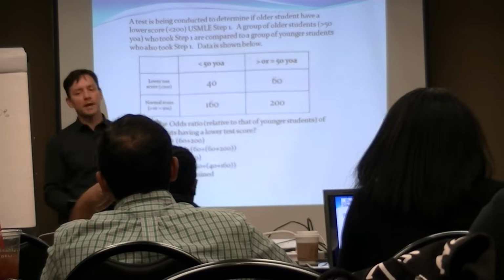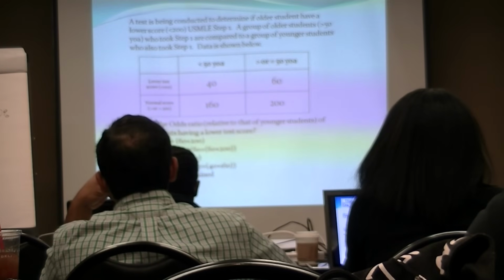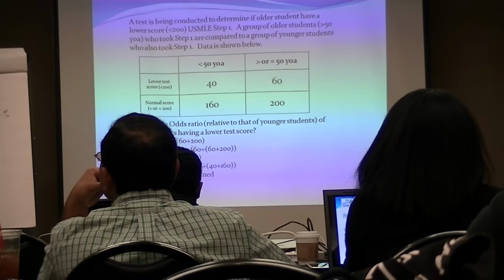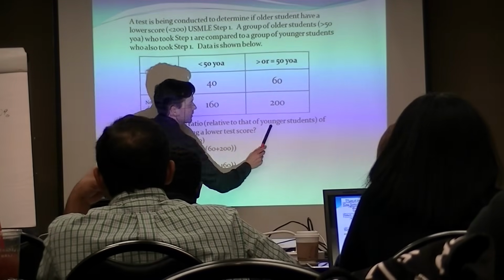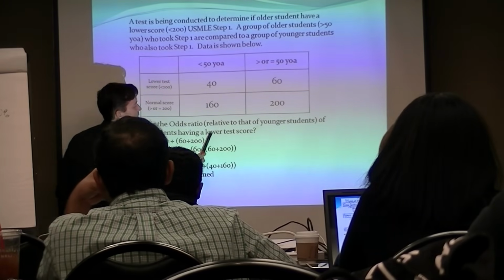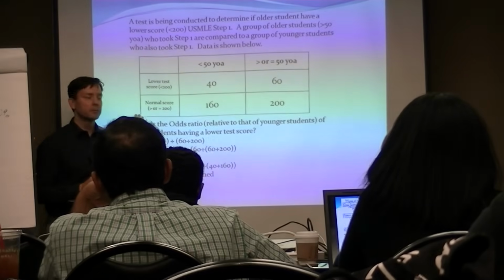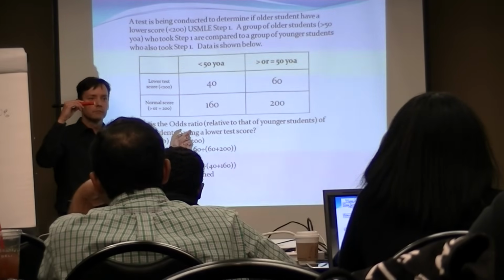And when we read math problems, we read them top to bottom, left to right. Okay? It's the same stuff I told when I taught 4th grade. I said, guys, top to bottom, left to right. Here we go. What is the odds ratio relative to that of younger students, of older students having lower test scores? So again, top to bottom, left to right. What's the odds ratio? Okay, one number.